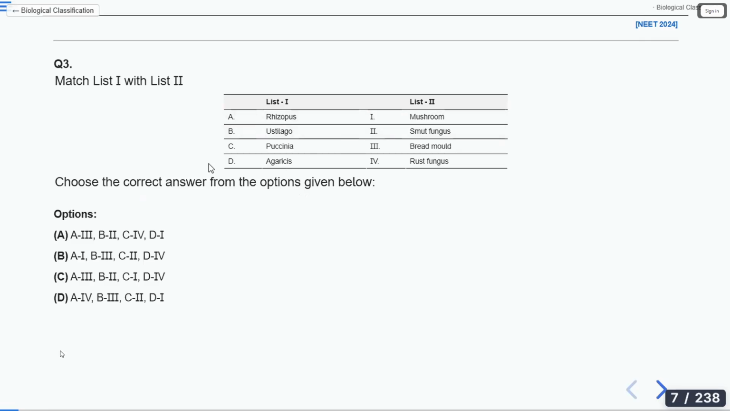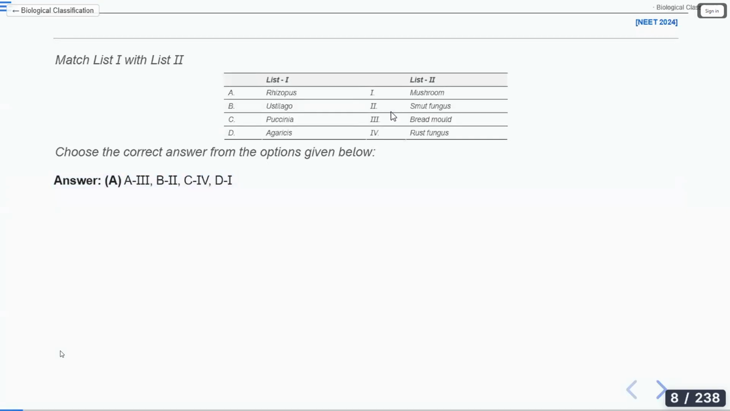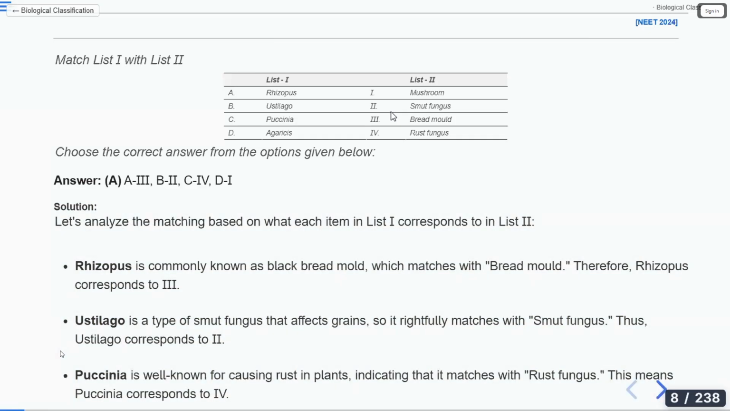Option A means Rhizopus bread mold, then Ustilago smut, Puccinia rust fungus, Agaricus mushroom. So let's see whether this is correct or not. So option A is the correct answer. Rhizopus is a bread mold. Ustilago affects the grains. It is known as the smut fungus. Then Puccinia is a rust causing fungus. Then Agaricus is a mushroom.